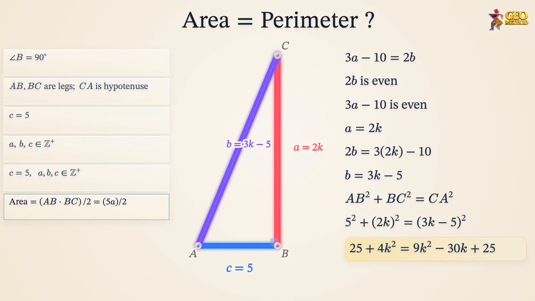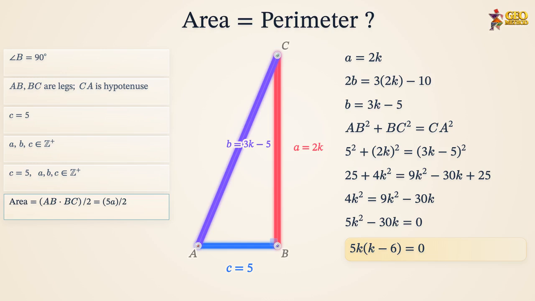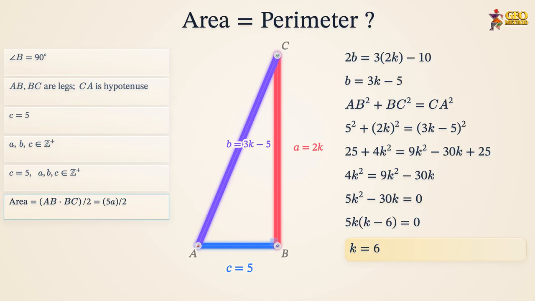Expand carefully. The square of 3k minus 5 creates the linear term that will eventually single out k. Cancel the matching constants and gather every remaining term on one side. Factor the polynomial. The algebra is now simple enough to read off the candidate roots. Reject the zero root because side lengths must stay positive. The geometric solution is k equals 6.